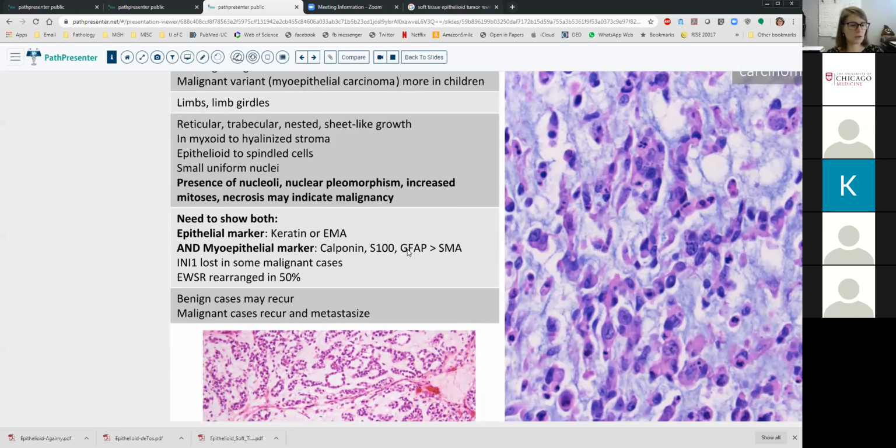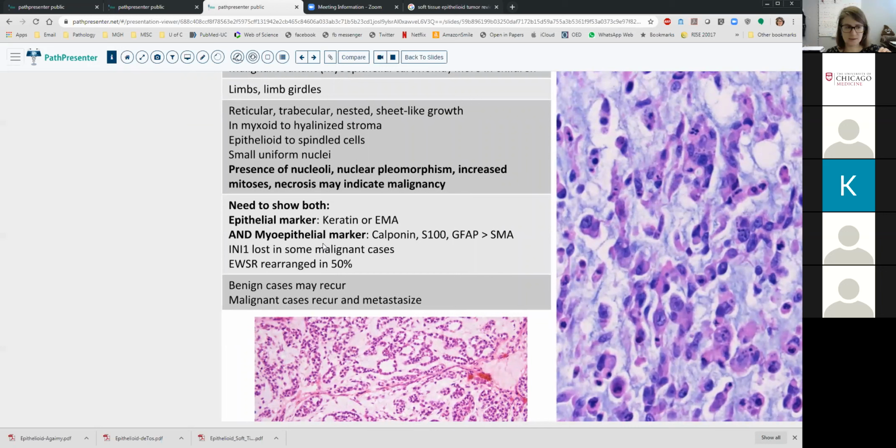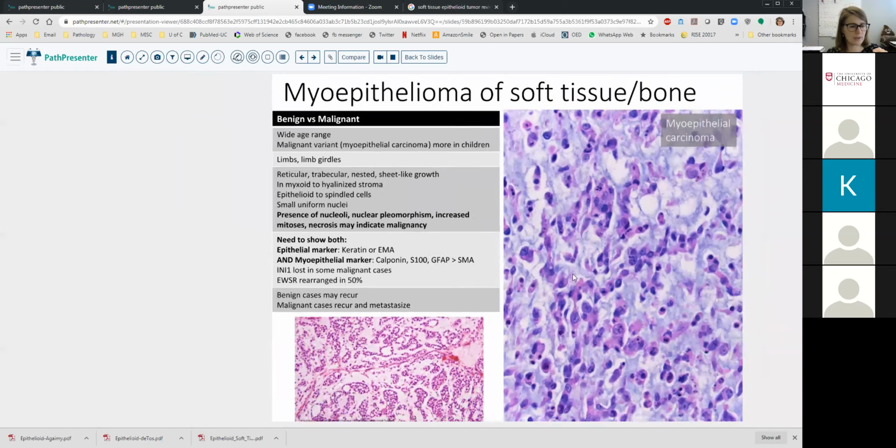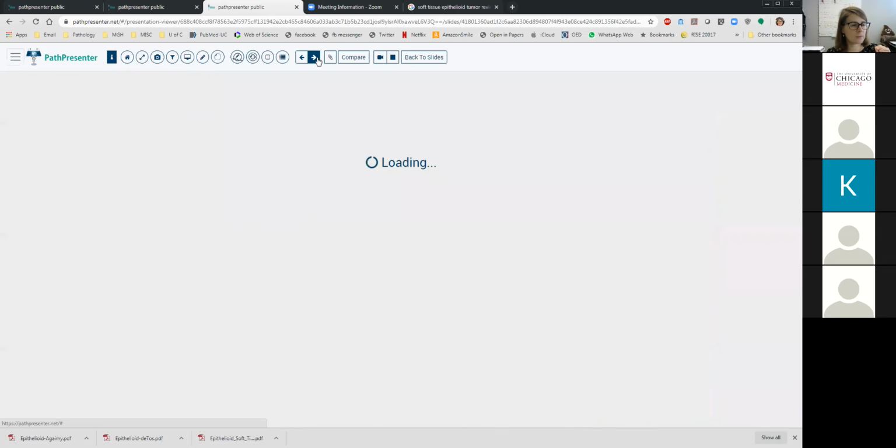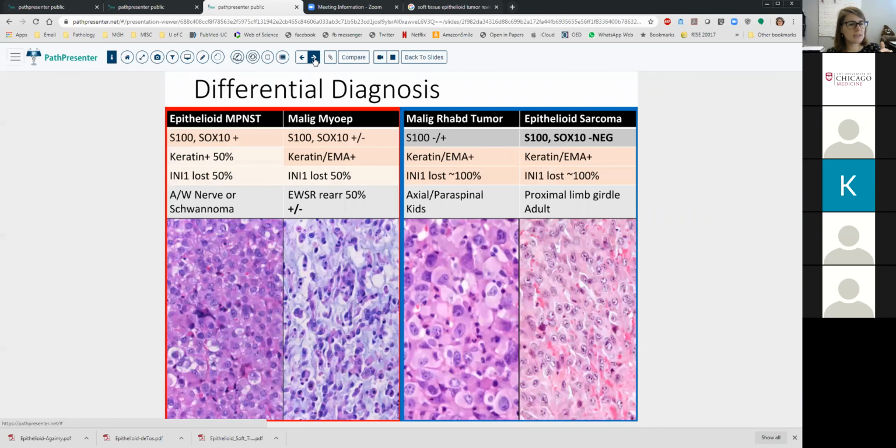It can have loss of INI1 in some cases. It can have EWSR rearrangement in about half. So these are also diagnostic definitions that we can use to help us. I'll give you these slides so you can look at them on your own.